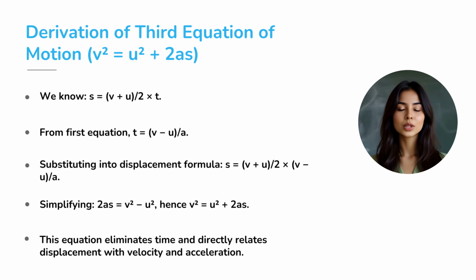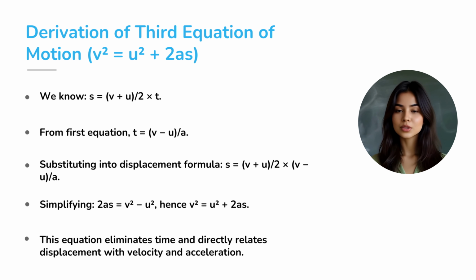Time for the third equation of motion. We know displacement s equals (v plus u) divided by 2, into t. From the first equation, t equals (v minus u) divided by a. Substituting this, we get s equals (v plus u) by 2 multiplied by (v minus u) divided by a.